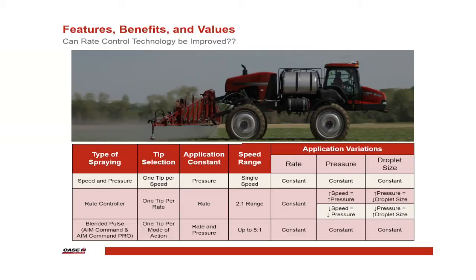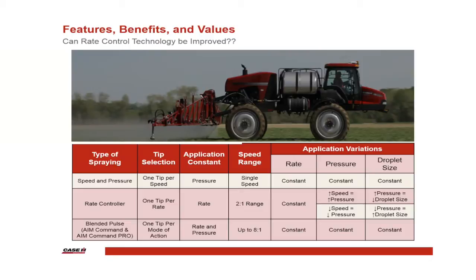This was the first application system that allowed operators to be at the correct rate, pressure, and droplet size through an extremely wide 8-to-1 speed range. Rate controllers were good when we achieved our target application speed, but speeding up to that speed and slowing down from that speed, whether it was at the end of the field going through a waterway or any other reason to change speed, rate controllers would suffer.